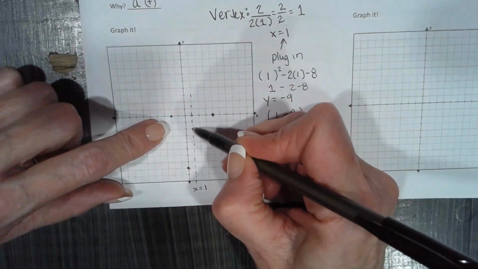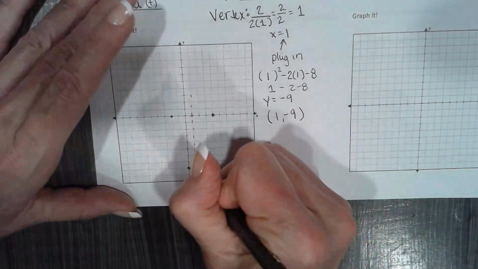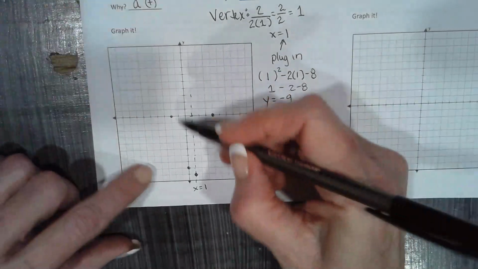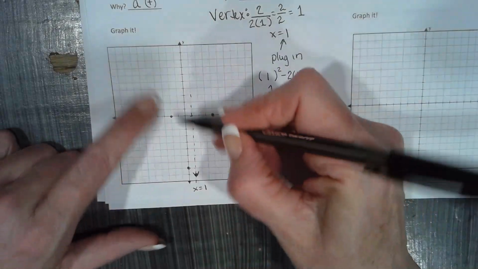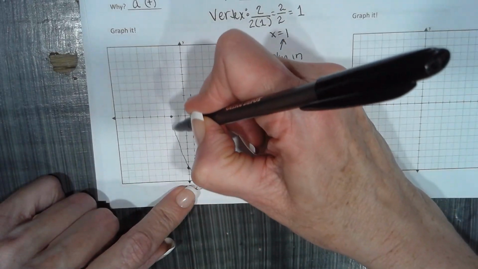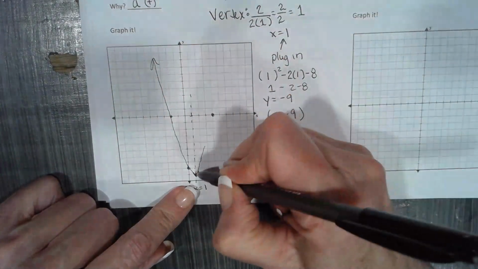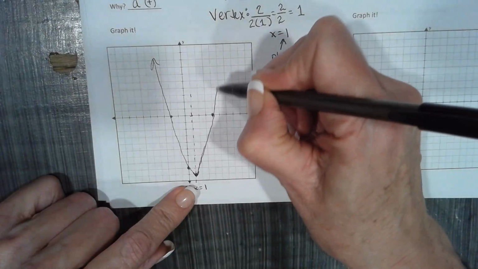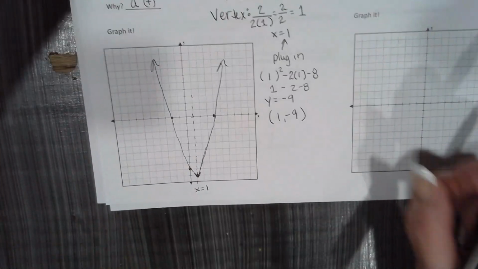1, 2, 3, 4, 5, 6, 7, 8, 9. Okay? So we know this is where it turns. Okay? And now we can sketch the rest through the points. And that's my parabola.